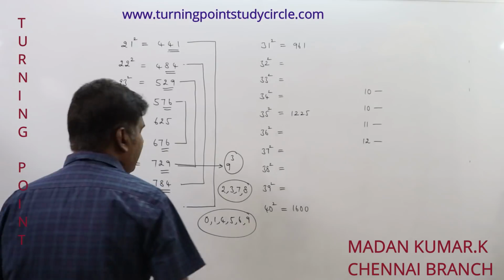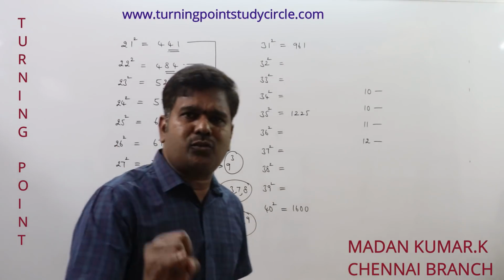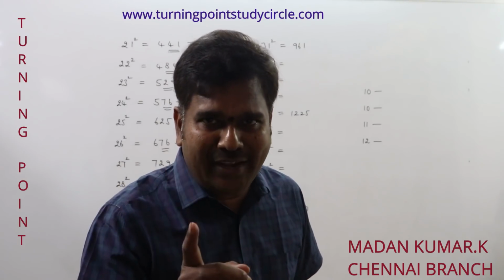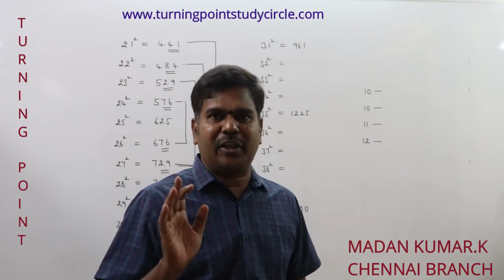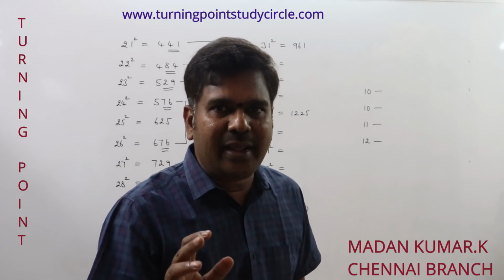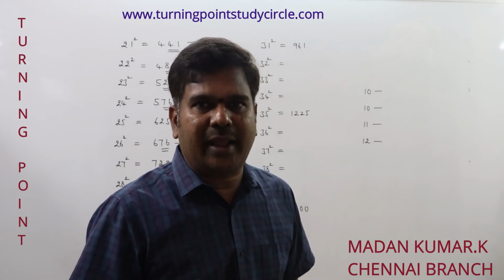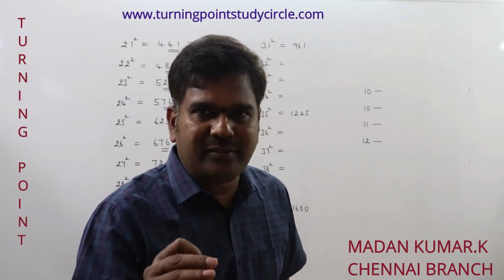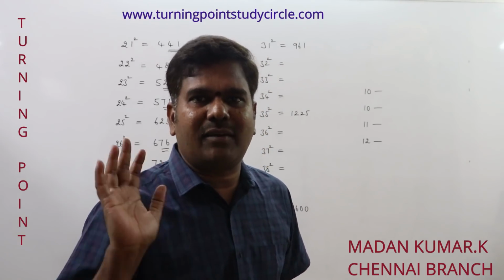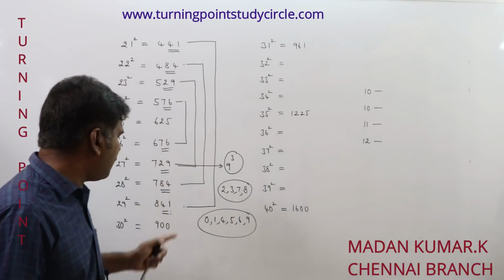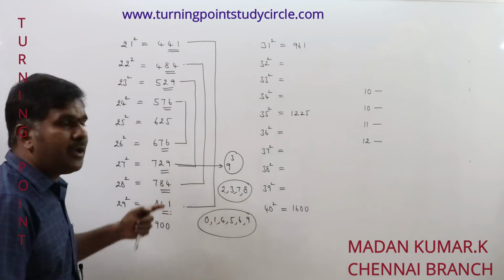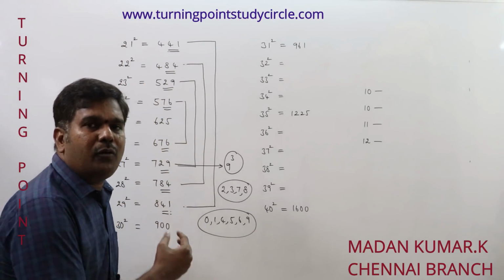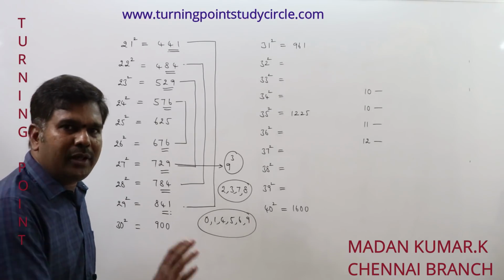Now 21 to 30, how easily do we remember? 21 square is 441, 29 square 841, 22 square 484, 28 square 784, 23 square 529, 27 square 729, which is also 9 cube, 729, 24 square 576, 26 square 676. That's it. So 21 to 30 we can easily remember.